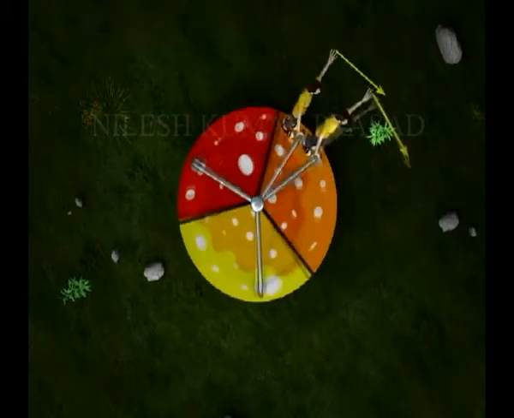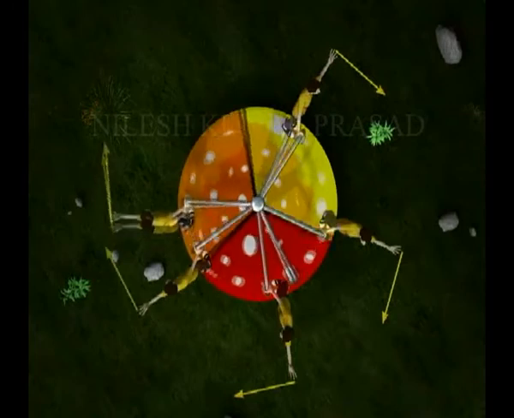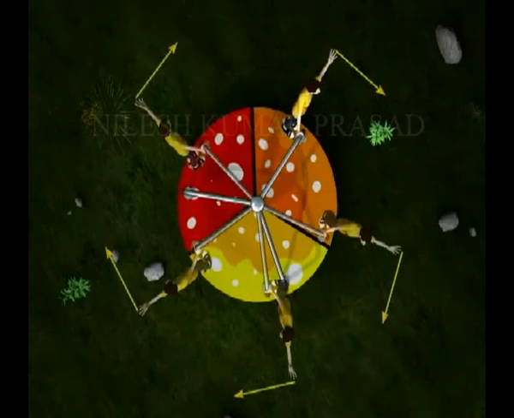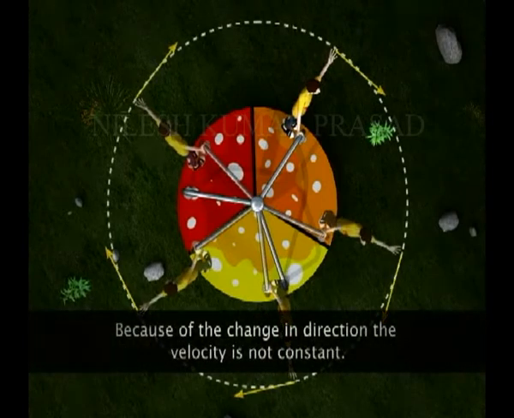As you can see, the boy is going around at a uniform rate. The only change is in the direction. Because of this, the velocity at which the boy is going around is not constant.